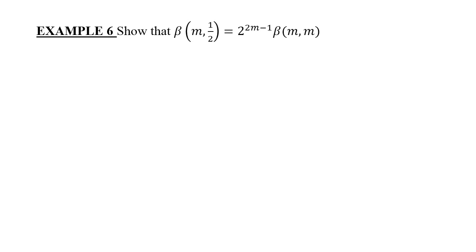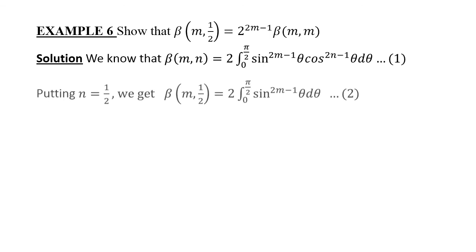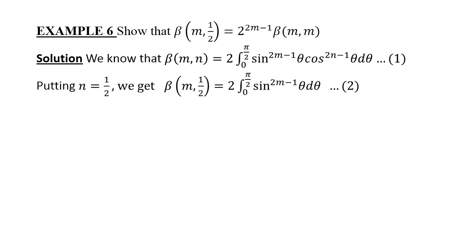Next example we have, β(m,1/2) is equal to 2^(2m-1) β(m,m). Again we use the property of the beta function. Here these examples we are solving using the property of the beta function. So what about β(m,n)? It is 2 times the integral from 0 to π/2 of sin^(2m-1) θ cos^(2n-1) θ dθ. By putting n equal to 1/2, we have β(m,1/2) equal to 2 into the integral from 0 to π/2 of sin^(2m-1) θ dθ, since cos^0 θ is 1.